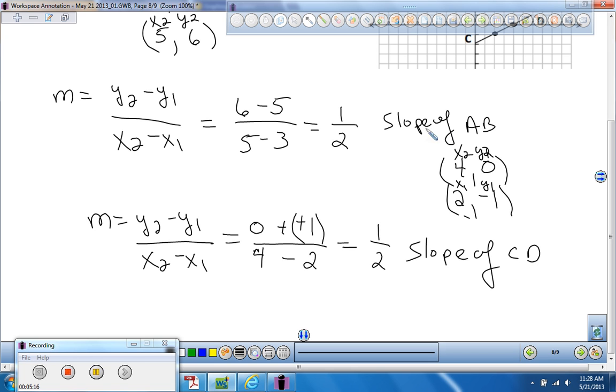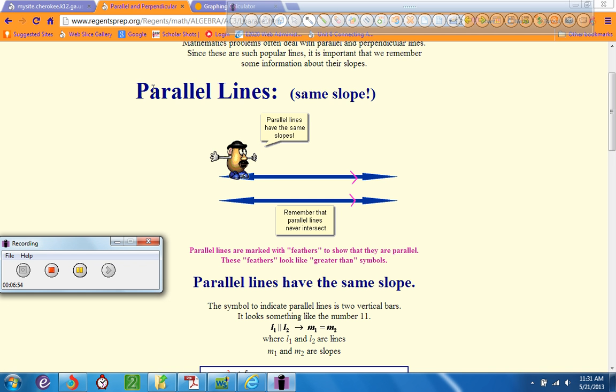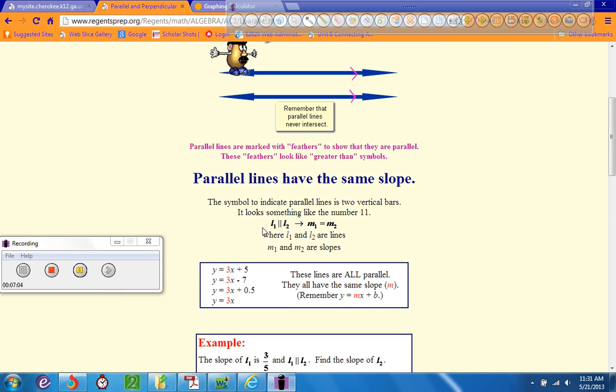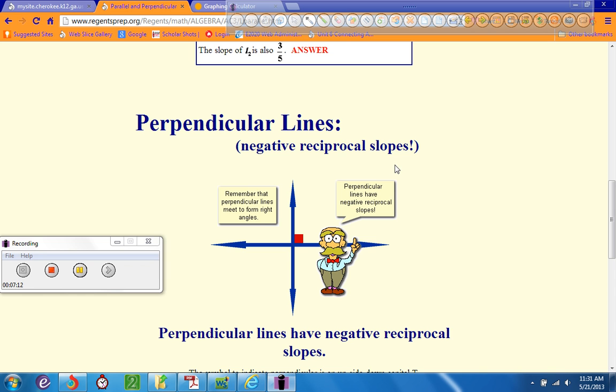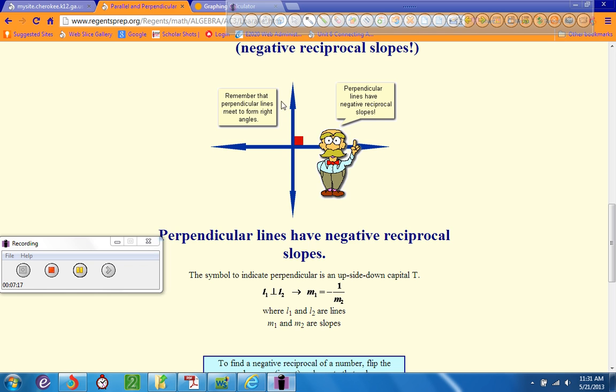Now for these two, we just proved that they are parallel because they have the same slope. Remember, parallel lines have the same slope and they never intersect. The up and down lines like that are usually how we represent parallel, but their slopes are equal. And then perpendicular lines have negative reciprocal slopes, and they intersect at a right angle.